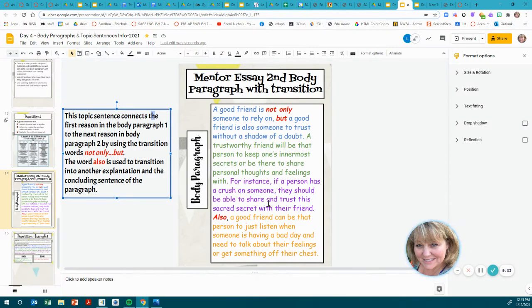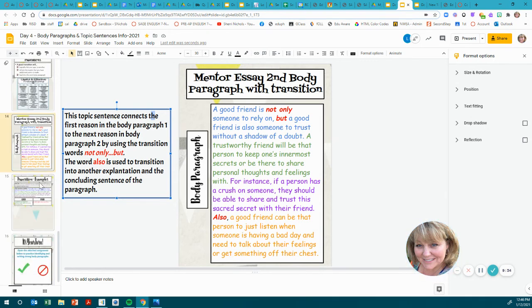And down here they say, for instance, if a person has a crush on someone. And then we have "also," a good friend can be that person to just listen when someone is having a bad day and needs to talk out their feelings or get something off their chest. So here's body paragraph 2 and how it has the topic sentence, but it has transitions. And then we have great explanations, examples, and then we close up our body paragraph 2.